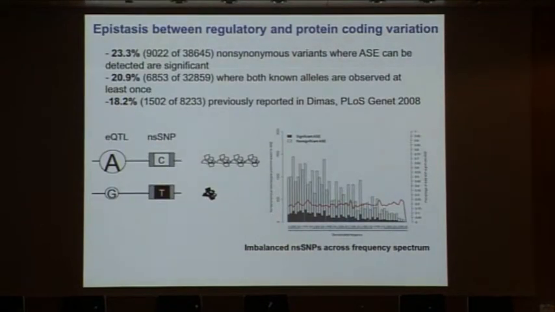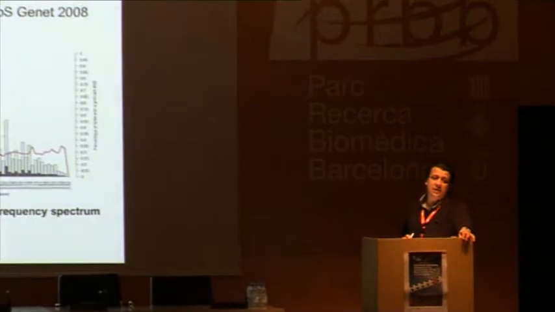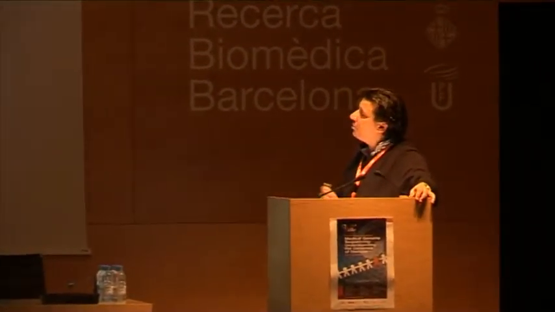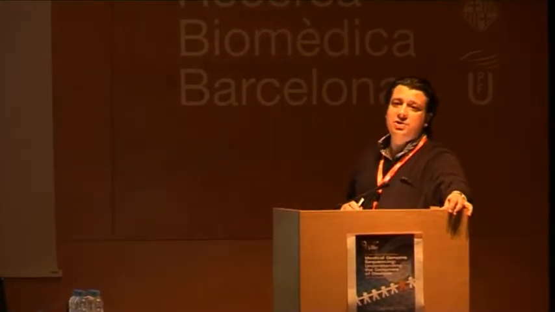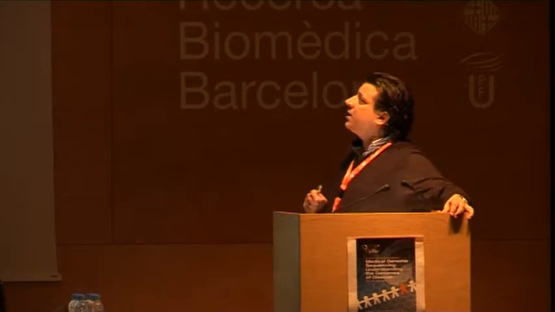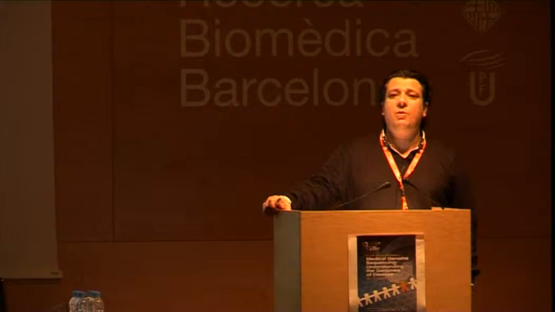And when I say epistasis, I mean the modulation of a non-synonymous SNP by an EQTL SNP. Basically, we published before that we expect about 18.2% of non-synonymous SNPs to be modulated. By assessing allele-specific expression, we find that 23.3% of non-synonymous SNPs are actually modulated with differential allelic expression. Now, why is this important?